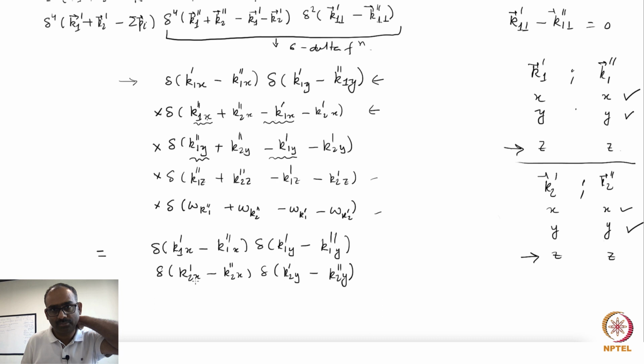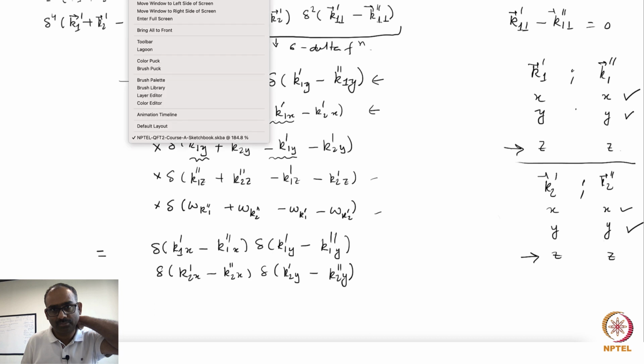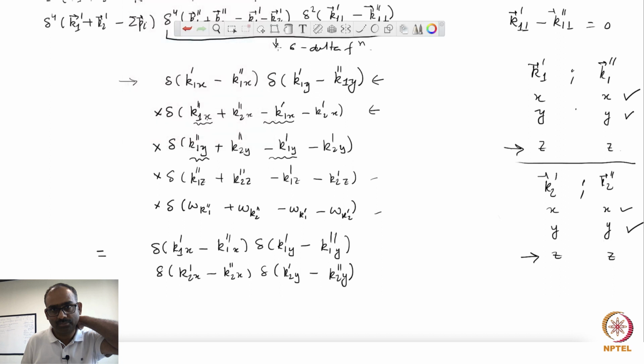Okay. So this is fine. And then these remaining two. And we are going to next manipulate these two delta functions. Okay. Let's see if I can do that thing again.